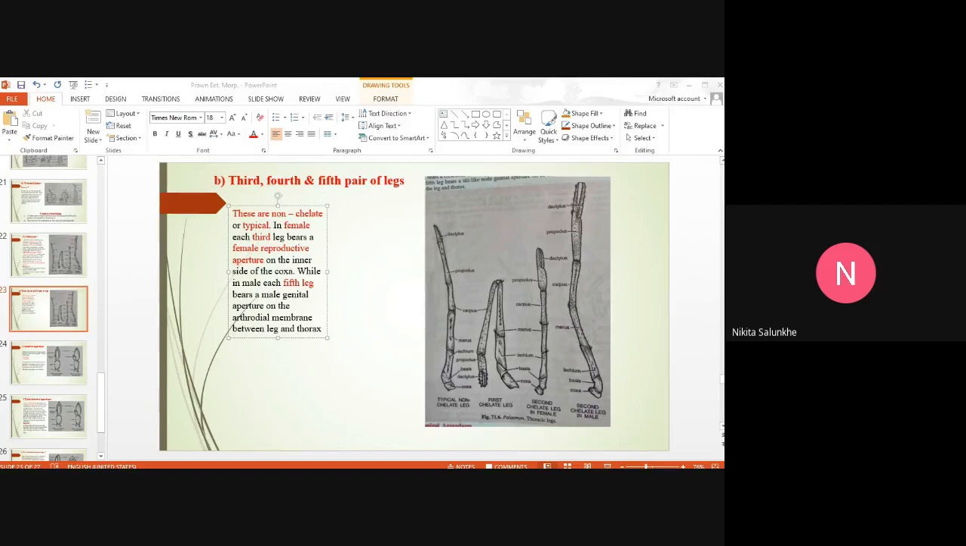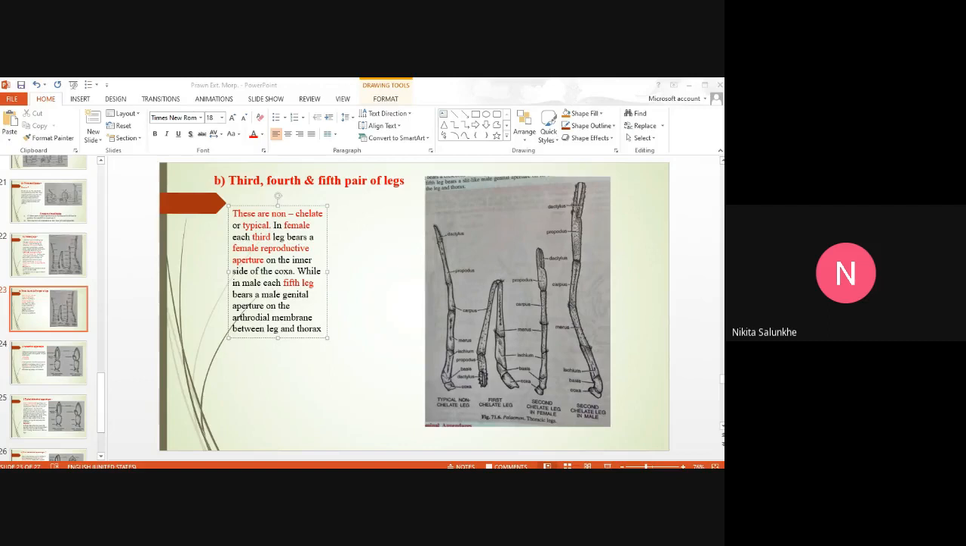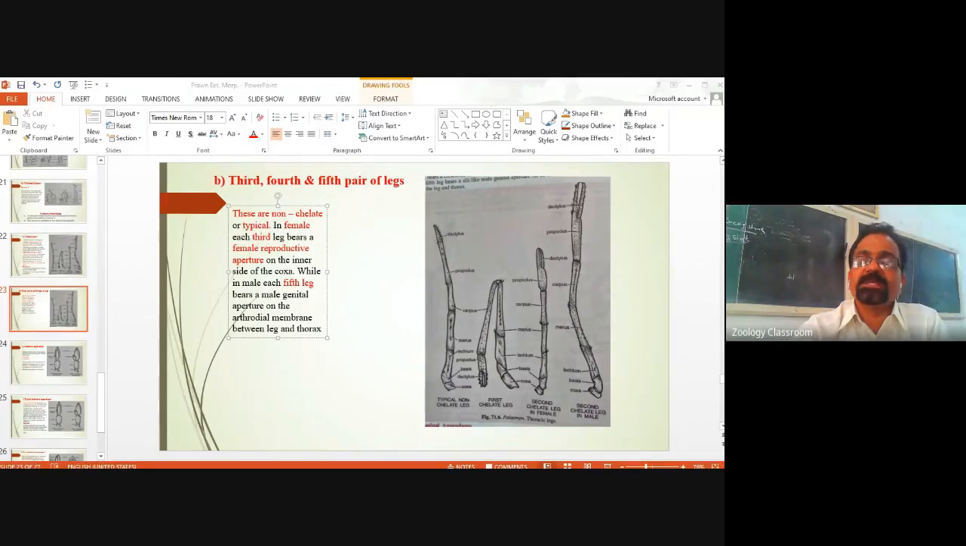Okay. And of these, the third typical leg bears the female genital aperture, and the fifth typical leg bears the male genital aperture, at the inner side of the coxa. This is important. The location is important. Okay.